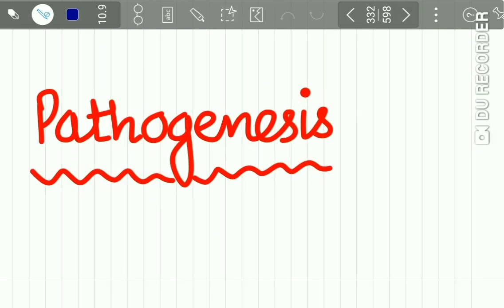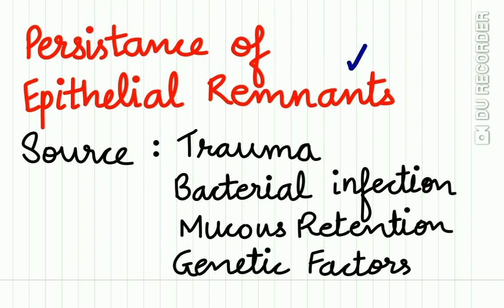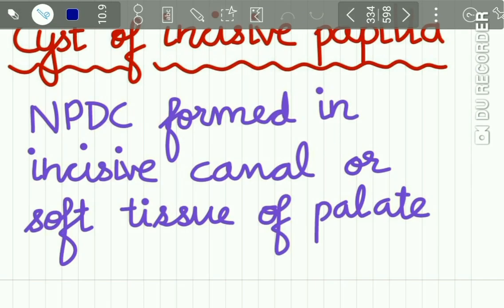Regarding the pathogenesis, the persistence of the epithelial remnants gives rise to the nasopalatine duct cyst. These epithelial remnants undergo proliferation. The source of the stimuli for this proliferation may be trauma, bacterial infection, mucus retention, and genetic factors.